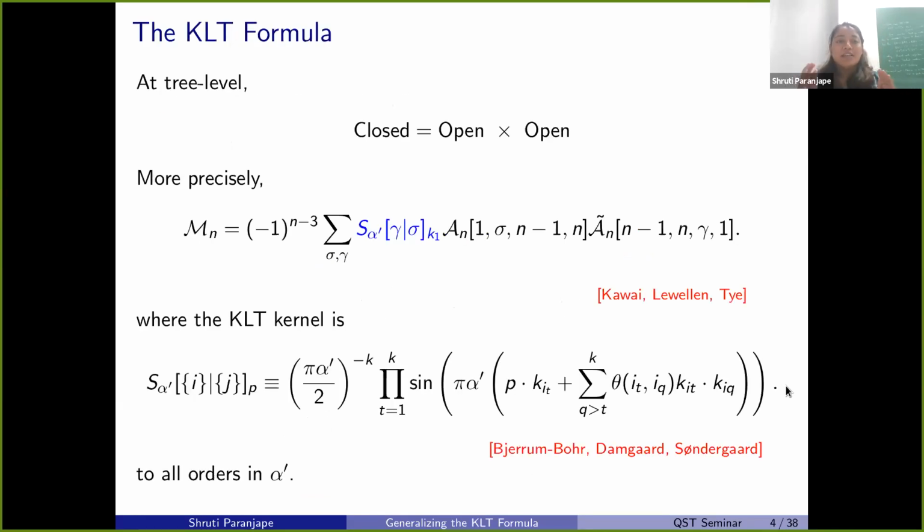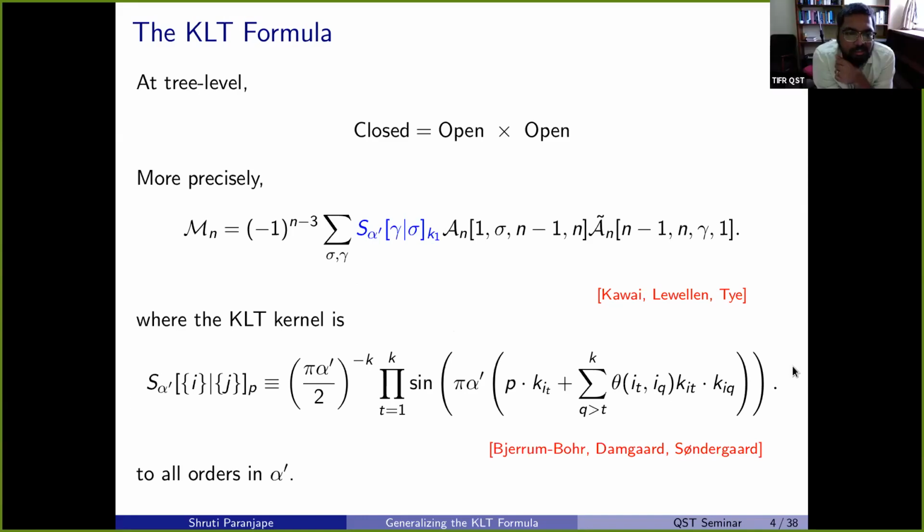So as I said, this came from a string theory relation, which was first given by Kawai, Lewellen, and Tye. So I'll call it the KLT relation going forward. It expressed closed string scattering amplitudes as a sum of products of open string amplitudes. And the exact formula is given over here. The main thing to notice is that you sum over orderings of external states. And you have this object, in blue over here, that I'm going to call the KLT kernel. It basically tells you what it means to multiply two amplitudes. And the KLT kernel is given by this nice formula in momentum space to all orders in alpha prime.